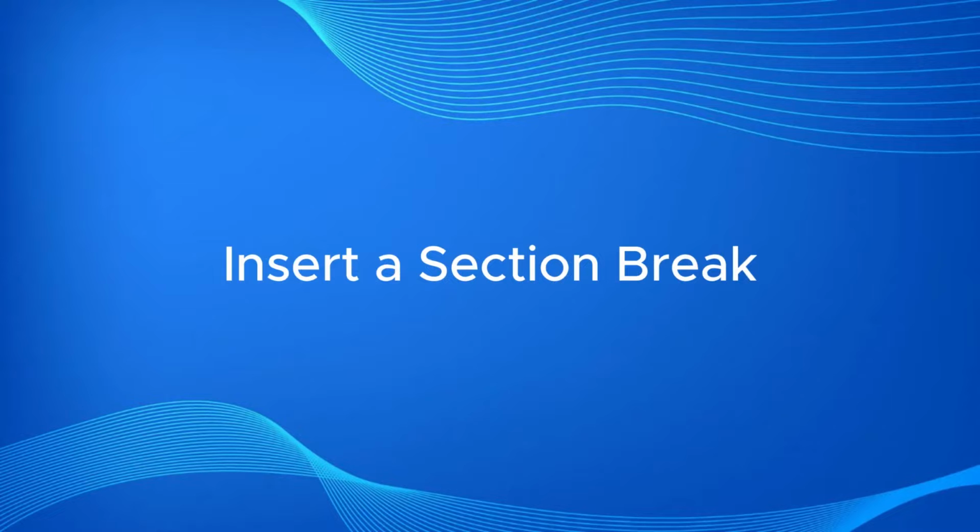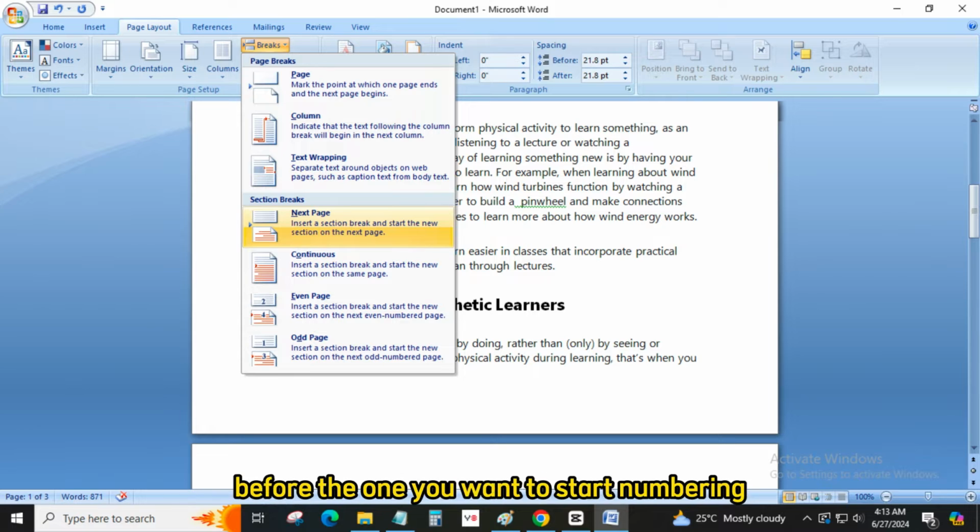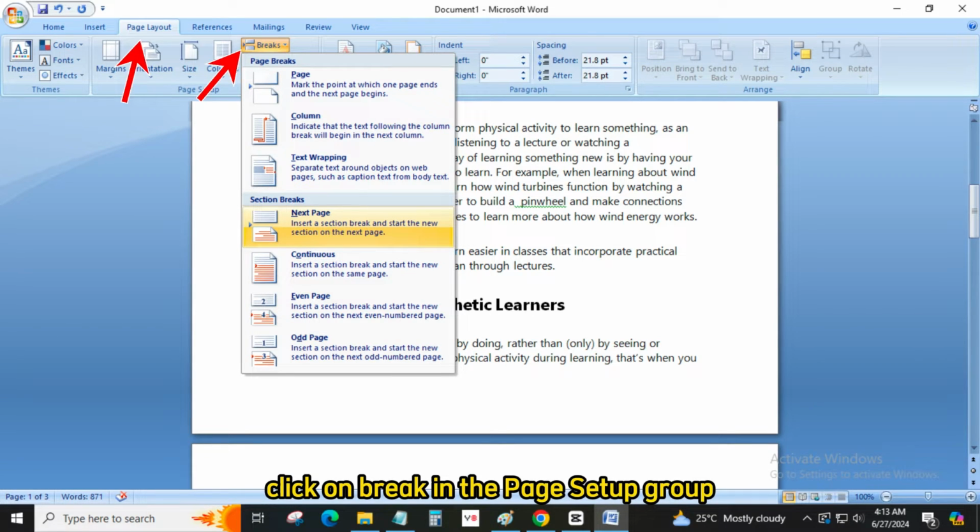Number 2. Insert a section break. Place your cursor. Click at the end of the page before the one you want to start numbering. Insert section break. Go to the Layout or Page Layout tab. Click on Breaks in the Page Setup group. Select Next Page under Section Breaks.